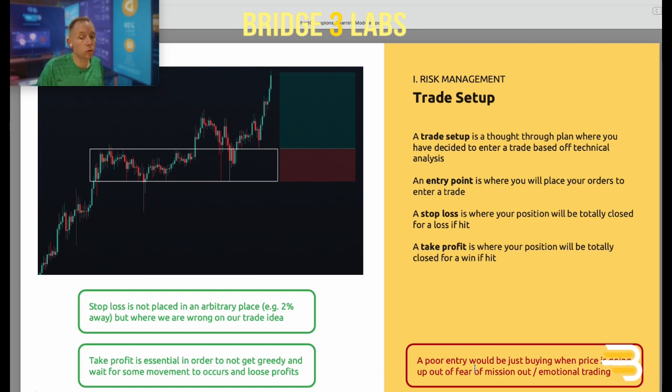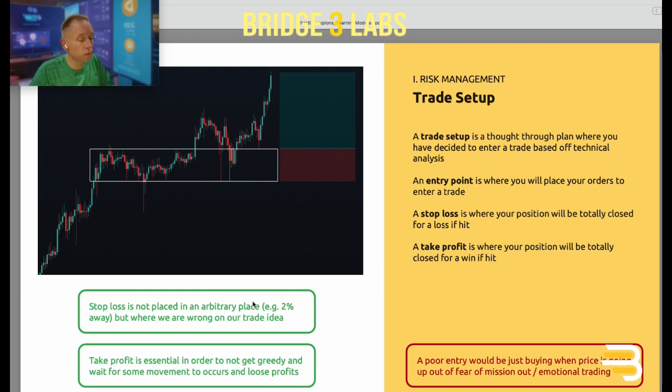Here highlighted, it says a poor entry would be just buying when price is going up out of fear of missing out, emotional trading. And unfortunately, a large part of the majority of retail traders in general is doing something like that. Maybe not emotional trading, but definitely fear of missing out, the old FOMO. Some might call that momentum trading, but usually when we're talking about momentum trading and technical analysis, we're referring to something different.